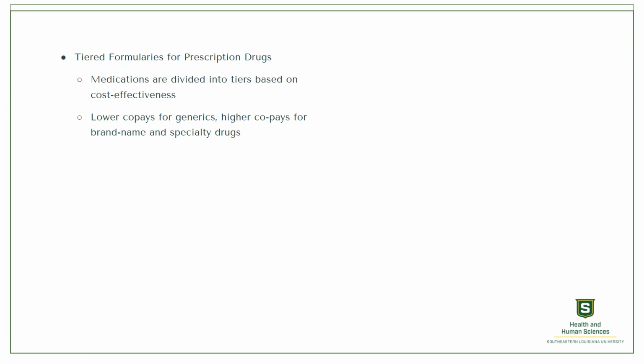The lower tier is where you have generic medications, and the higher tier you have the brand names, and then you have the specialty drugs. So the generics have the least copay, the higher ones have a bit higher, and then specialty has even higher copay. So this idea of it being tiered is that it encourages patients to use those generic ones that have lower copays. And then we have case management and care coordination.